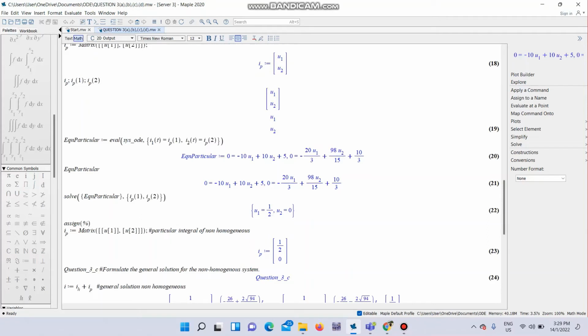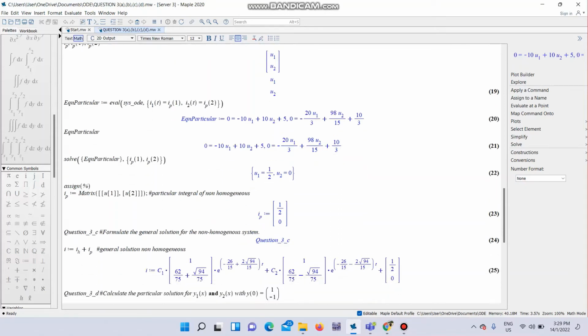And then the next part is to solve the particular equation, where we get u1 equal to 1 over 2 and u2 equal to 0. Also, we have to determine the particular integral of the non-homogeneous system. For the IP, we get 1 over 2 and 0. This is also the correct answer between the manual calculation and simulation.